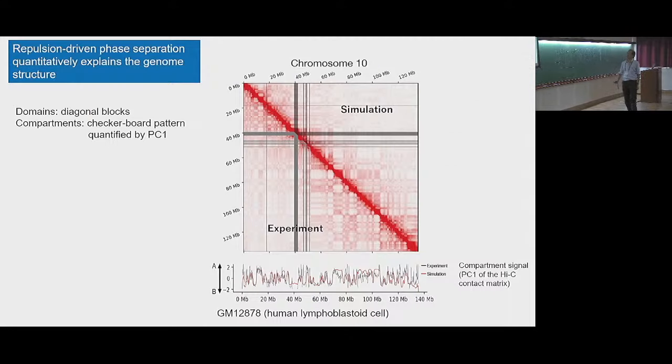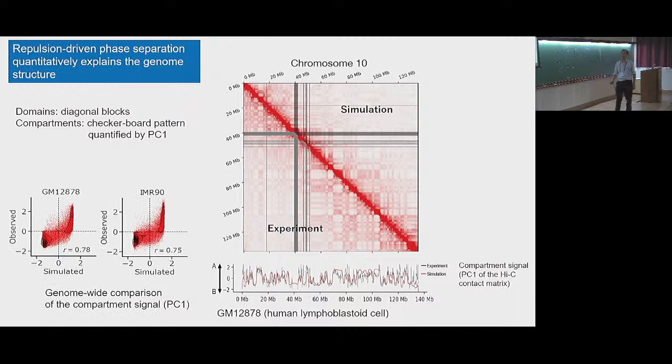And this is the comparison of the experimental and the simulated Hi-C contact map. It shows good agreement for the checkerboard patterns and the domain distribution. And this is the PC1, principal component 1 vector, which shows good agreement between experiments and simulations. And this is the genome-wide comparison for the PC1 compartment index. It again shows good agreement for different cells. I should emphasize that these simulations are carried out with the same parameters for different cells. Just the sequence annotation is different for different cells. So we need not tune the parameters for different cells.